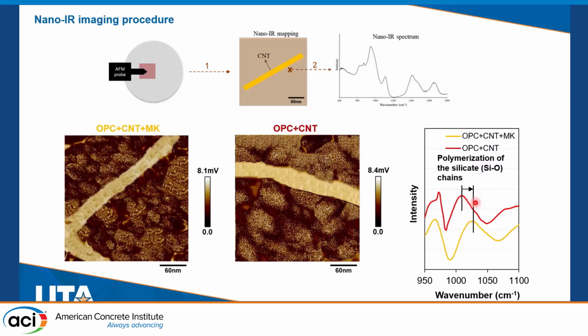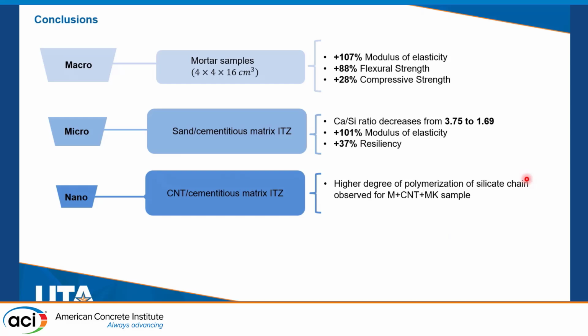Now, a shift towards higher wave number means polymerization. So indeed, there is polymerization happening at the interface level at nanoscale, which translates to a higher modulus, a higher density ITZ. And now, because we have improved the ITZ at microscale, we see very high macromechanical property results. And this will also be my conclusion.